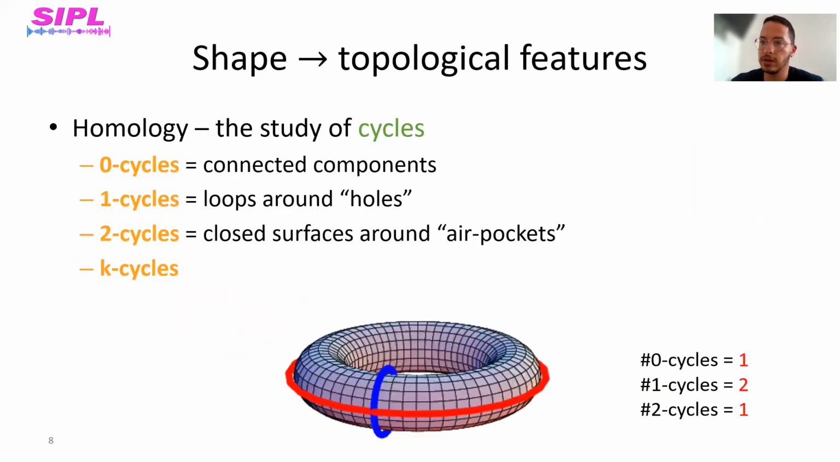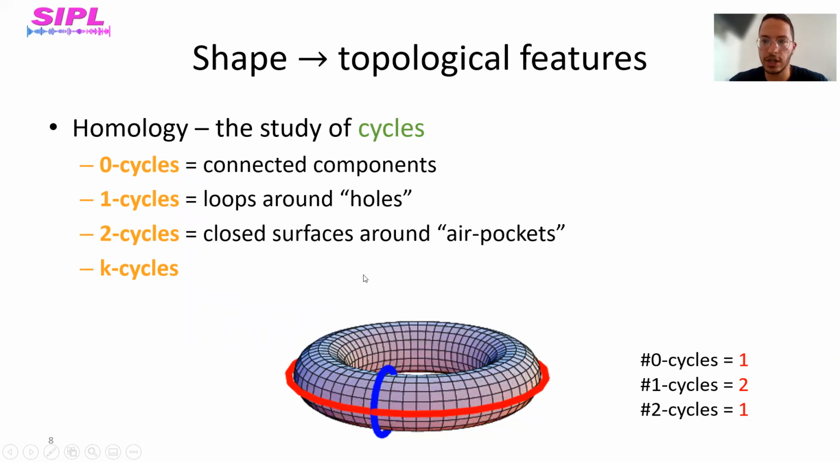But why do we care so much about cycles? Cycles contain significant information about the topology of the shape, and they may also help us to distinguish between shapes with different topologies. So the study of cycles in topology is called homology, and let's look at an example. 0th order cycles are just the connected components of the shape. Here we have a torus. It has 1 connected component since the entire shape is glued together. So 1 0th order cycle.